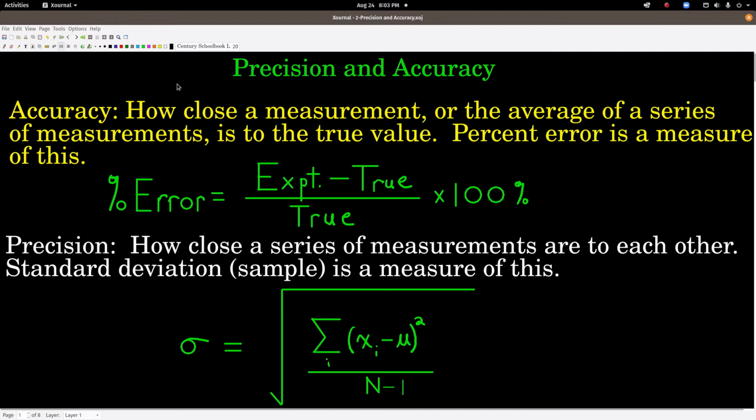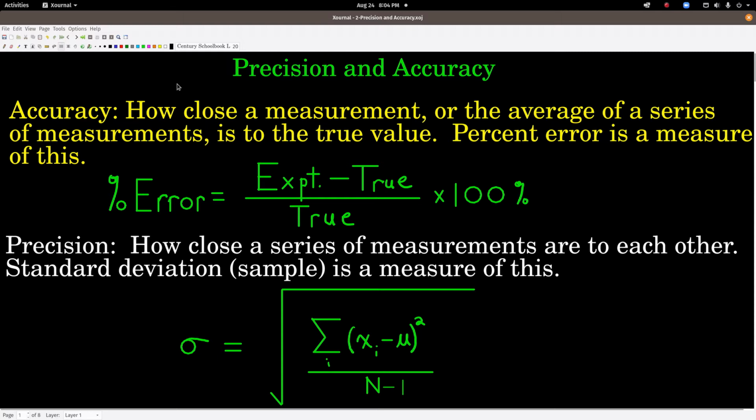Hey guys, so this video is on precision and accuracy. So let's first define what those two terms mean. Accuracy is a measure of how close a measurement, or if there's more than one measurement, the average of those measurements, is to the true value.